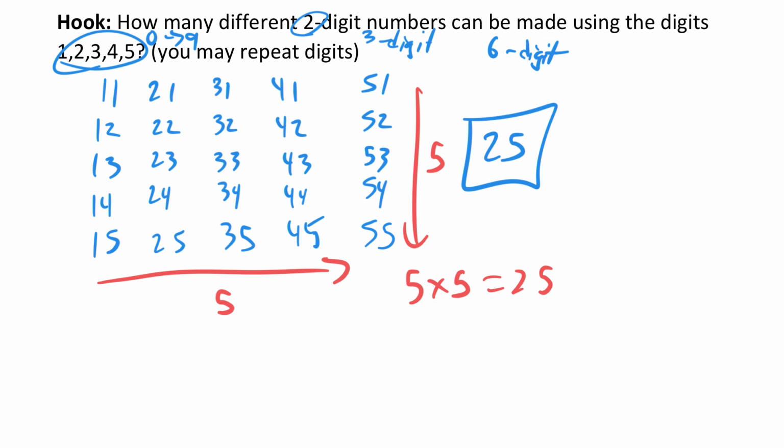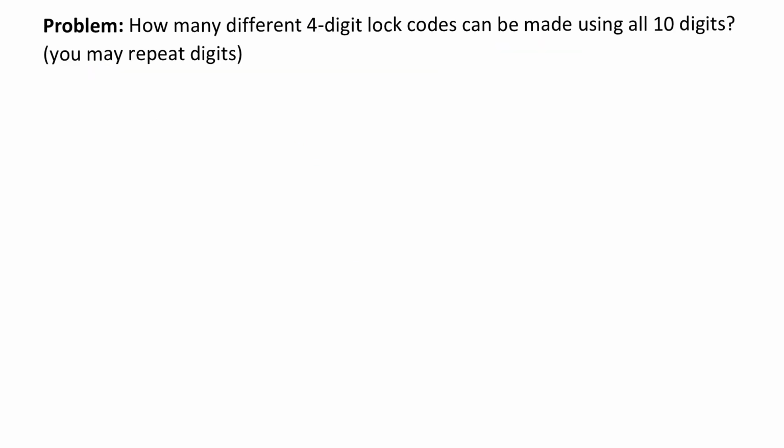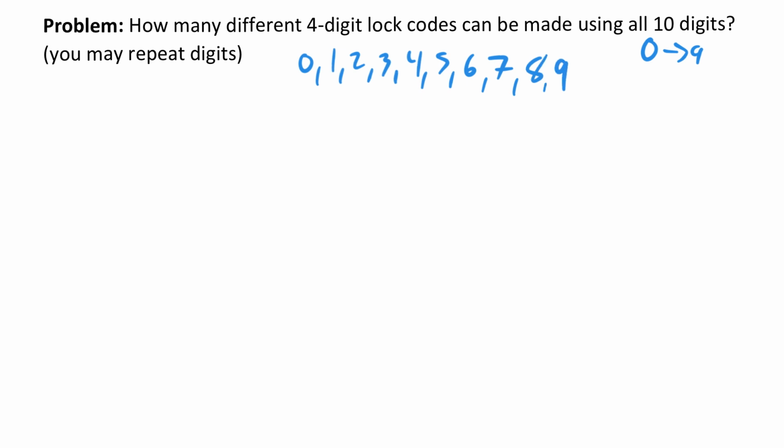Let's look at a more advanced problem here. How many different 4-digit lock codes can be made using all 10 digits? And you may repeat digits. So this is like if on your phone you have a 4-digit code, you can use all 10 digits. Remember, we have the numbers 0 through 9. So that would be 0, 1, 2, 3, 4, 5, 6, 7, 8, and 9. So there's a total of 10 digits, 0 through 9.